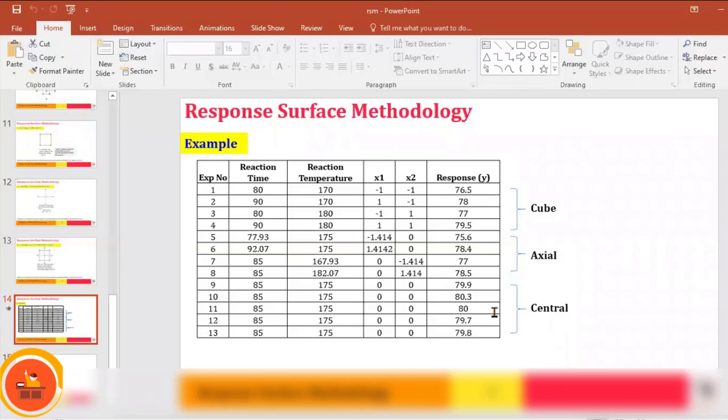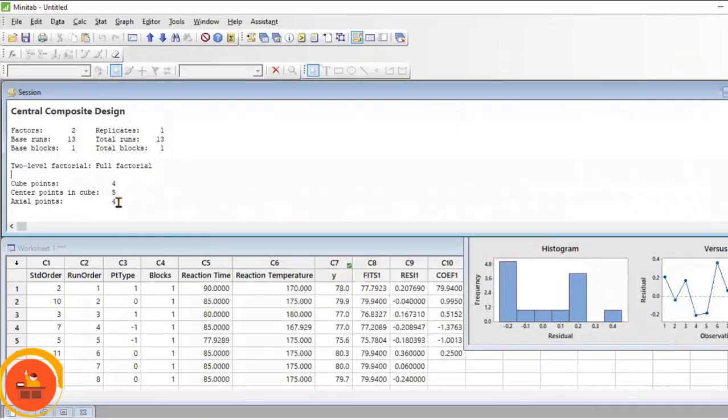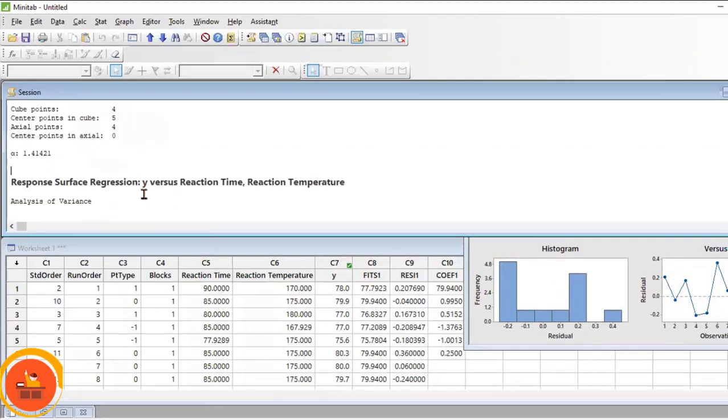So here also we are having 5 center points, you can observe here. Then axial points are 4. So totally 5 plus 4 is 9, 9 plus 4 is 13 experiments we have got. And the alpha value we have set as √2, that is 1.414.